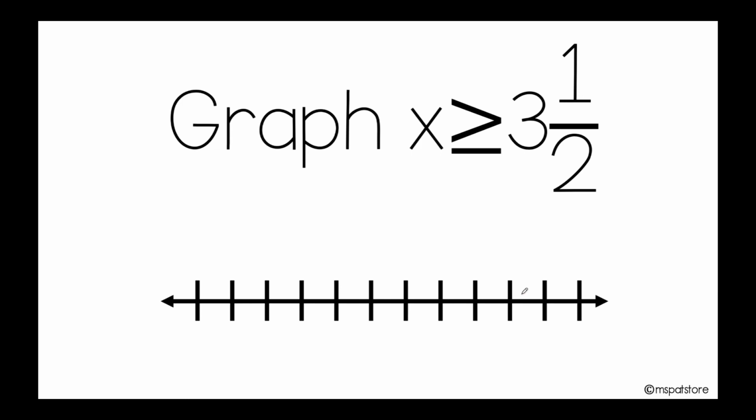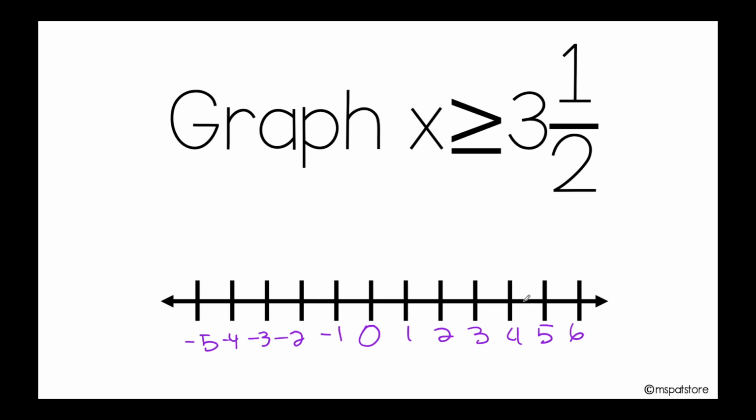How about a fraction? Let's see. Let me write down the numbers. 0, 1, 2, 3, 4, 5, and 6. -2, -3, -4, and -5. So I would like you to pause the video and try to do this one by yourself. Come back and let's see if you understood.